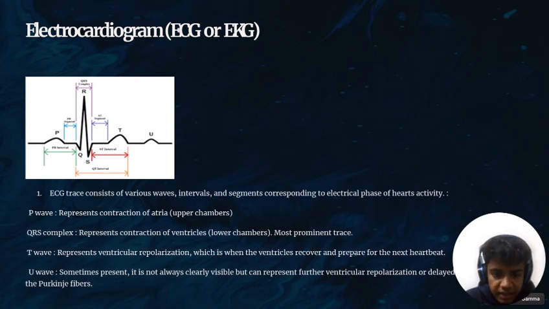This is the T wave, which represents when the ventricles recover and prepare for the next heartbeat. And this is the U wave. It's not always clearly visible, but it can represent further ventricular repolarization or delayed recovery of the Purkinje fibers.